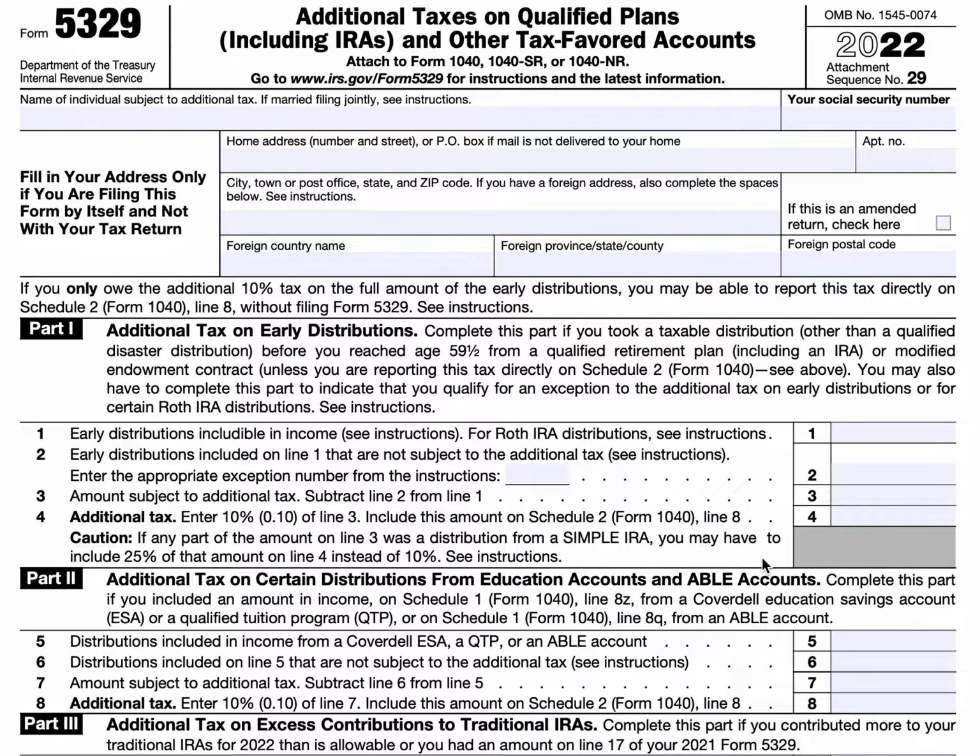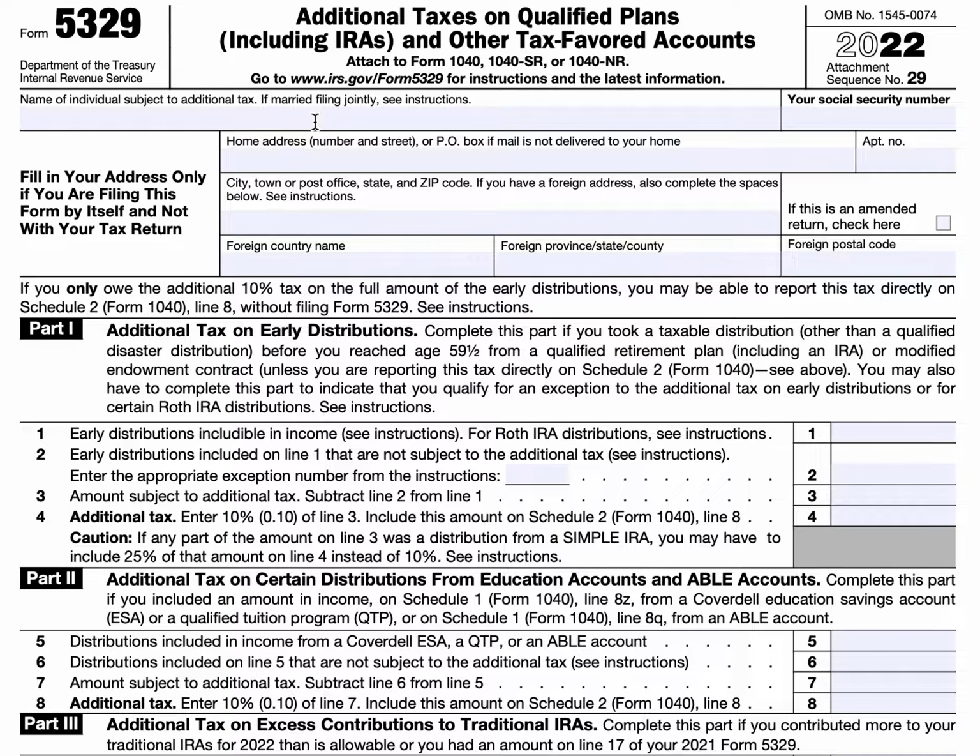If you are filing Form 5329 for a prior year, you must use the prior year's version of the form. At the top of Form 5329, you'll enter the name of the individual subject to additional tax along with their Social Security number.